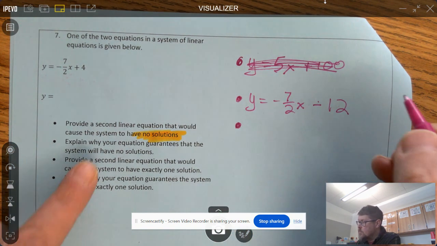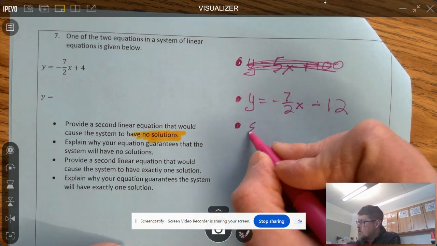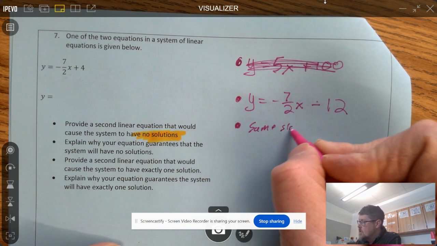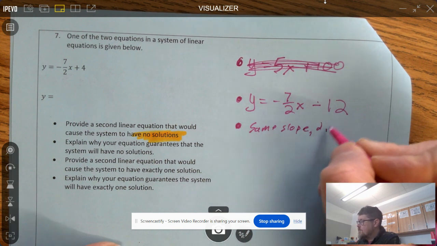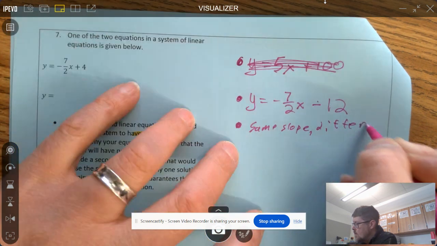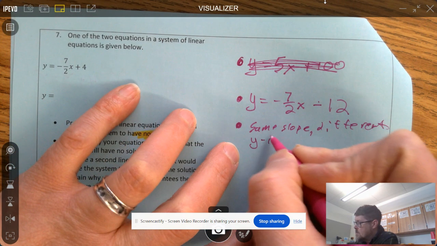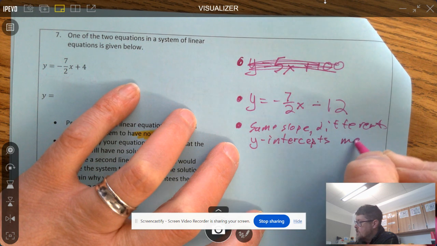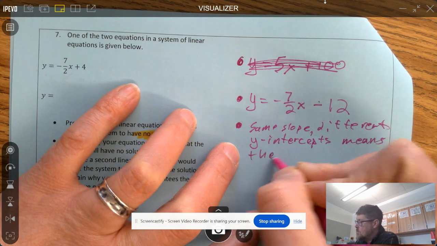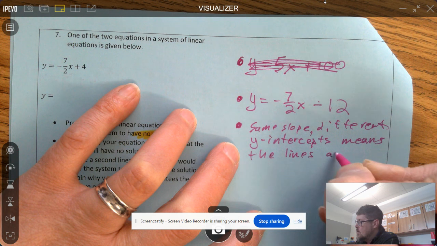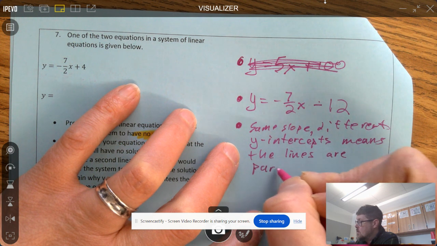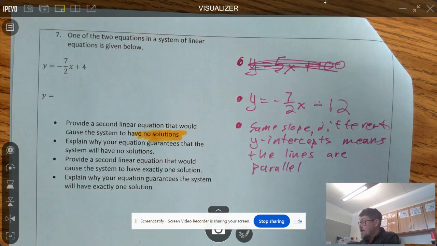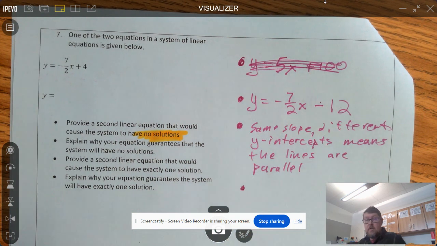And so the explanation would be the same slope and different y-intercepts. It means the lines are parallel and have no solution. Okay. And then we kind of move on, and we're down here with one solution.